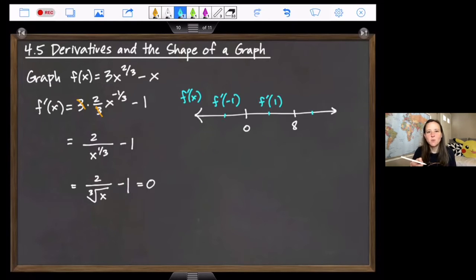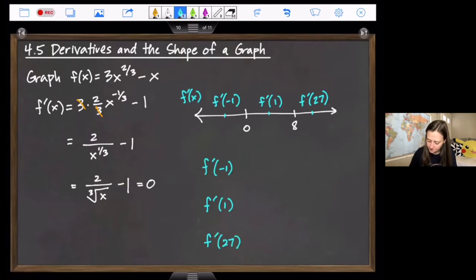So I'm going to put 27 here. That's the next perfect cube after 8. That'll make it easier to plug in. It really doesn't matter, especially if you're relying on a calculator. You can put whatever you want in there as long as it's bigger than 8. All right, so I'm going to find f prime of negative 1, f prime of 1, and f prime of 27.